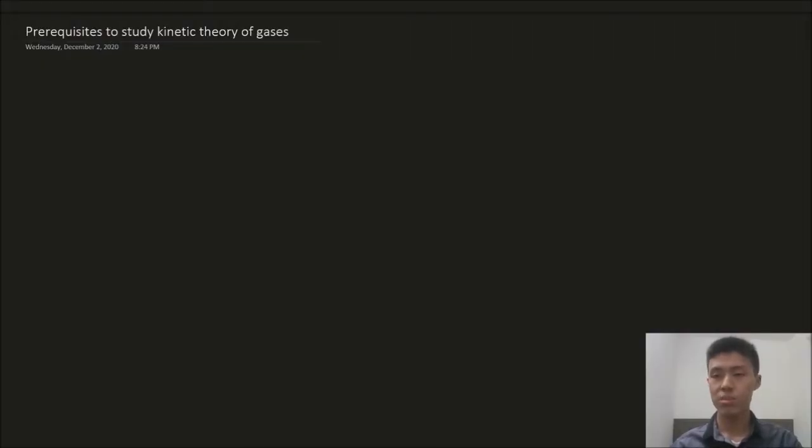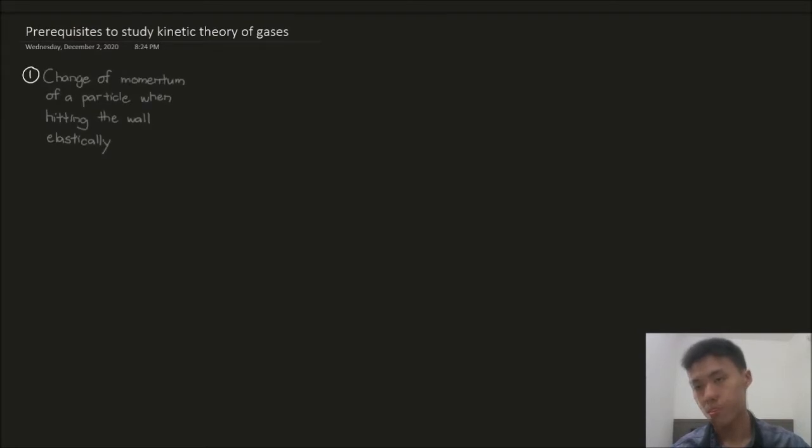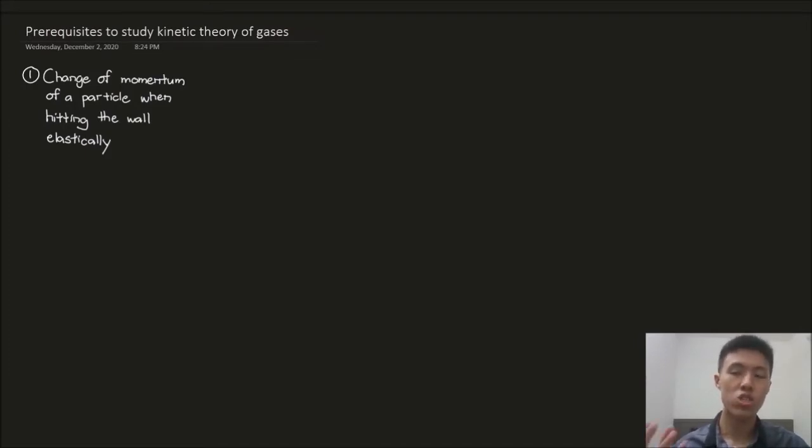The first concept that we need to know is the concept of change of momentum. So let's write down. When a particle, a gas particle to be specific, hits a wall, we assume in kinetic theory of gases all the collisions between the particles and the wall to be elastic. If we say it's an elastic collision, there are two conditions that need to be abided by.